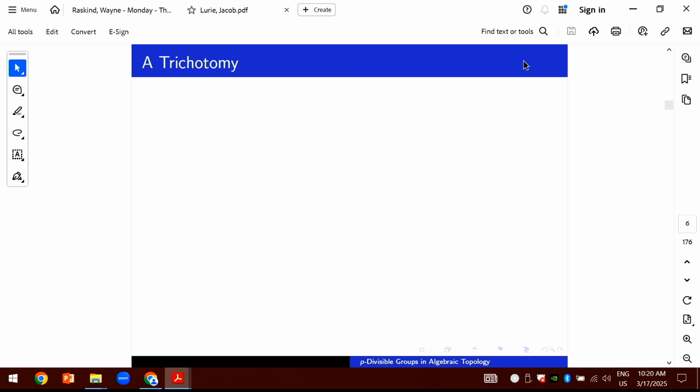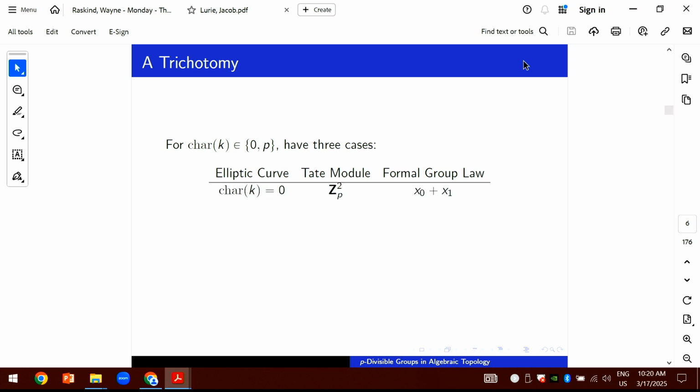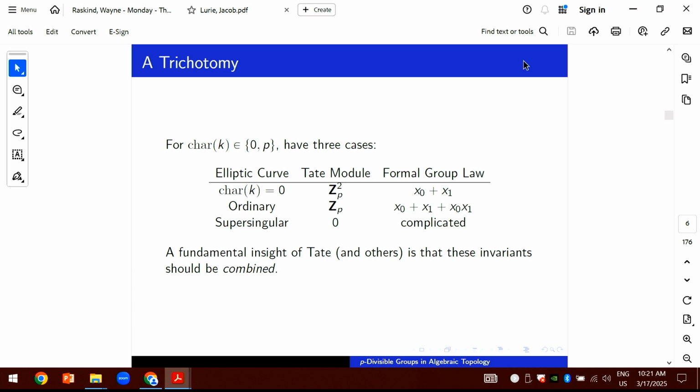So let me just summarize what we've said so far. Let me assume that the characteristic of K is either 0 or p. So there's three possibilities. If you're in characteristic 0, the Tate module always has rank 2. It's interesting. The formal group law is always very simple. If you take an ordinary elliptic curve, the Tate module is a little less interesting, and the formal group law is a little more interesting. And finally, if you take a supersingular elliptic curve, the Tate module has no information at all, and the formal group law is very interesting. And so an insight that Tate and others had is that you really shouldn't consider these two invariants separately. They go together.